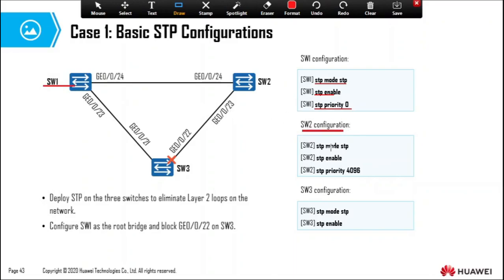On switch 2, we choose the mode. We need to choose the mode because by default, Huawei switches use MSTP. Are we together? Yeah, so that's why you need to change the mode to STP. Then we have STP enable to enable it. Then we set priority of 4096. On switch 3, STP mode, STP enable. So let's look at the next slide here.